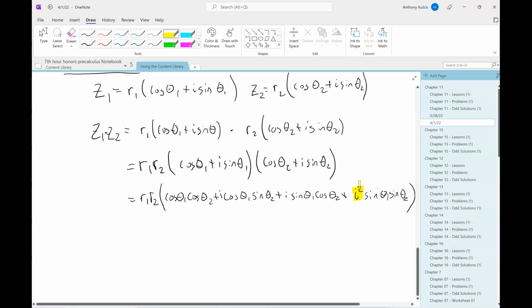I noticed I got an i squared here. What's i squared? -1. So I noticed that inside that parenthesis, I have two terms that have i's in them and two terms without i's in them. I'm going to go ahead and group those terms together. So the stuff without i's is the first term and then the last term, and the stuff with i's is those middle two.